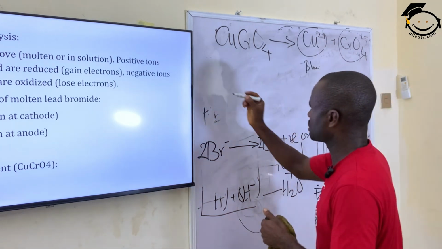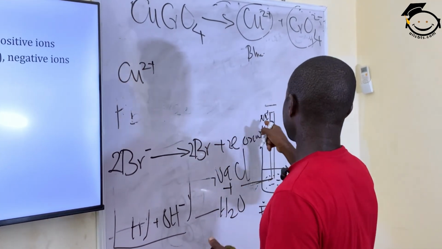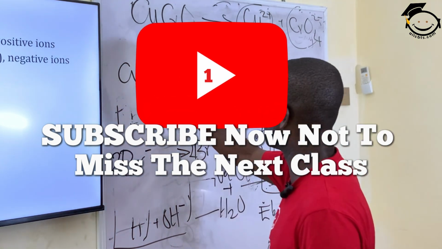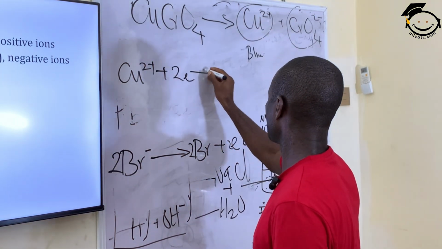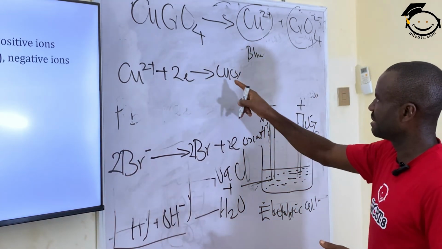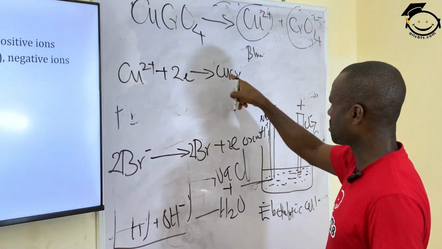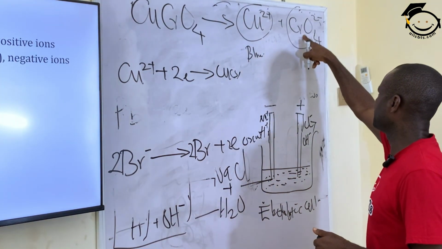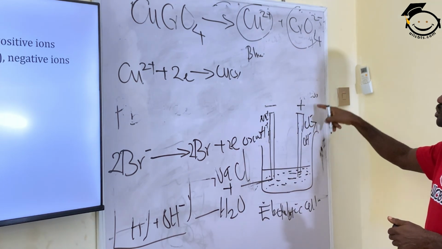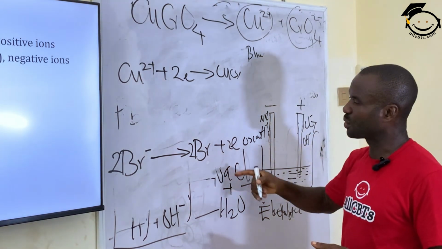When copper, Cu2+, comes to the cathode, what happens? It will gain 2 electrons to become copper solid. Is that okay? So we said reduction has taken place here because electrons are gained to become copper. What about this? Negatively charged ions will be attracted towards the what? Anode. And what do they do? Lose electrons. Is that okay? They lose electrons because it is oxidation.